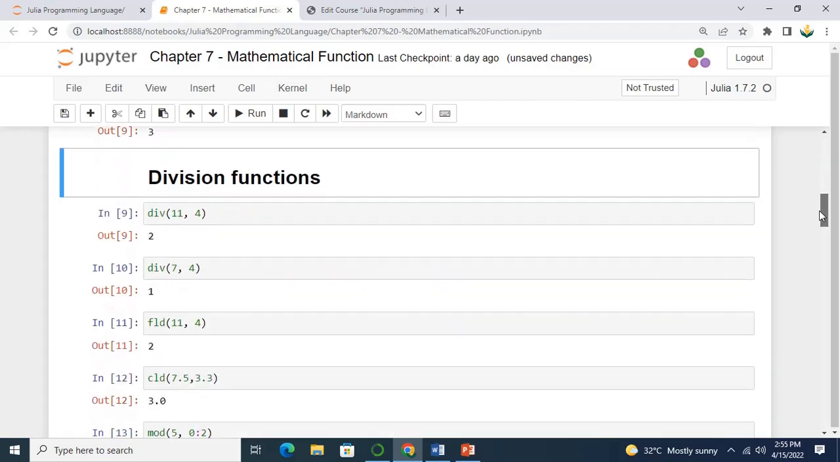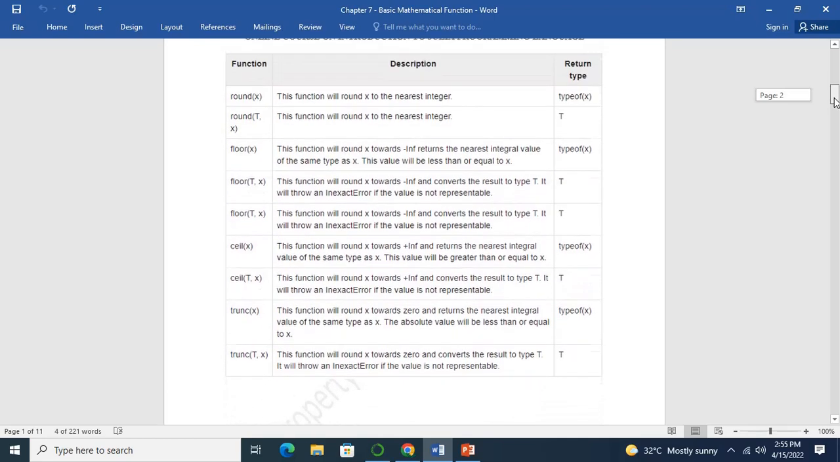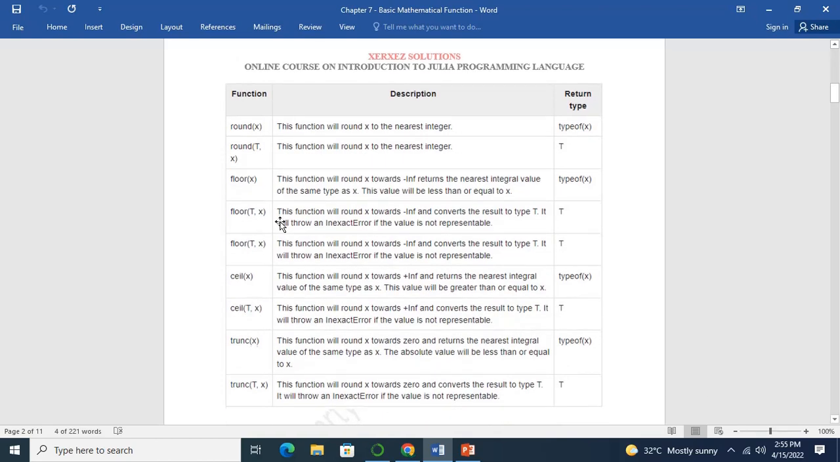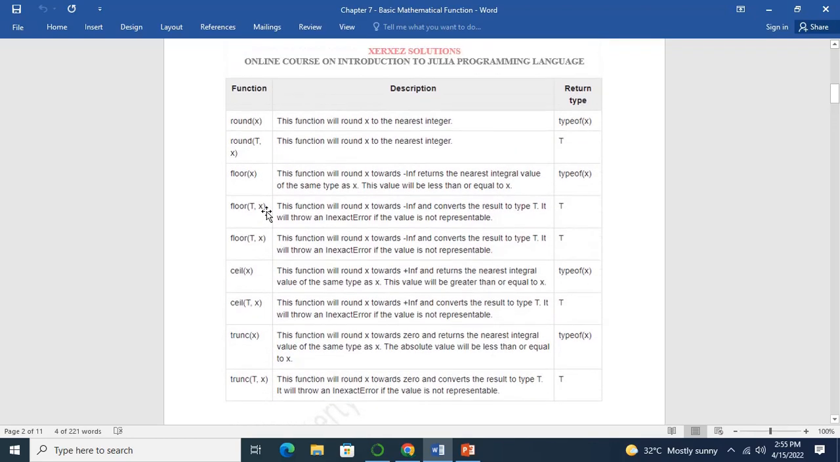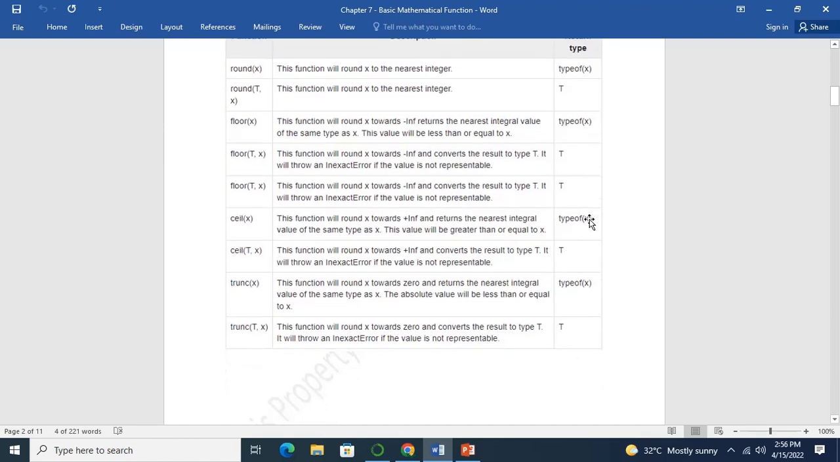Next, let's talk about the other methods also supported by the Julia programming language. You can make use of round(T, x). This function will round x to the nearest integer, just like what we have seen. All the documentation is available, so you can go through it and explore, based upon your requirement and your project. The return type is the type we have given, the integer type here, and so on.